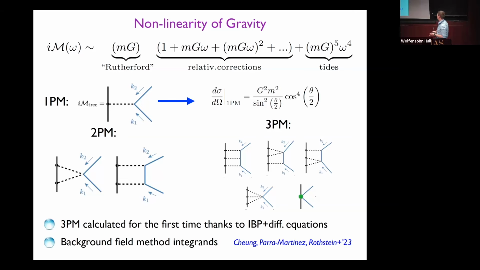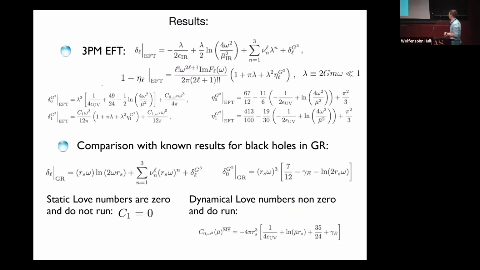So for a scalar field, the tides appear at 3PM order. We have calculated these loops using the techniques that were presented before here at this conference. Let me just show you the final results. We've obtained this expression for the scattering phase in the post-Minkowski expansion. We have some IR singularities due to the Weinberg phase, we have some IR logs, and we have some post-Minkowski contributions.